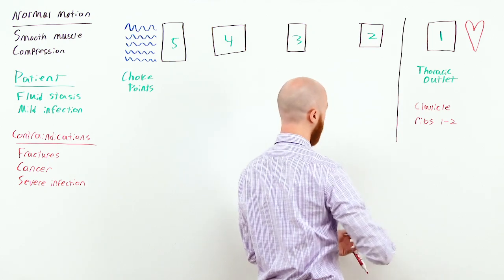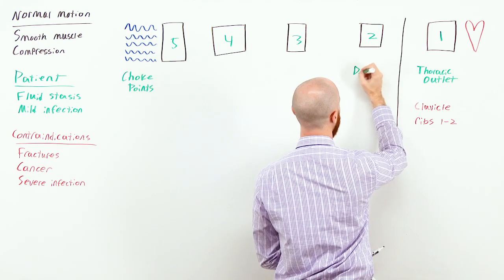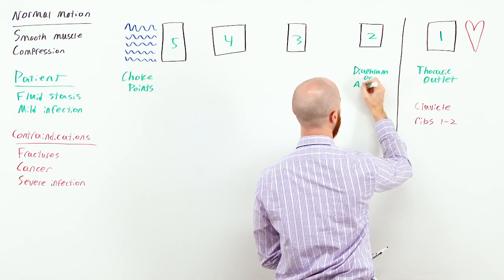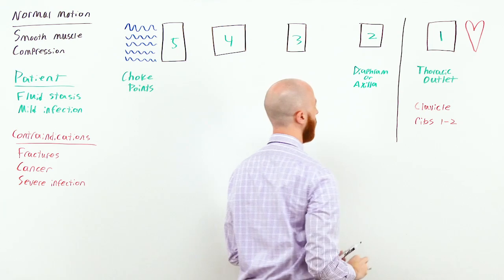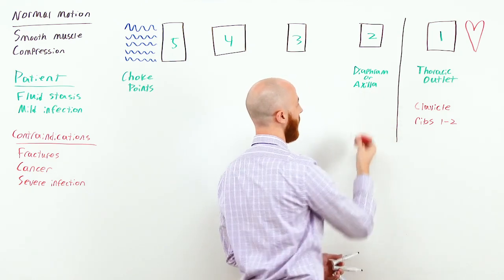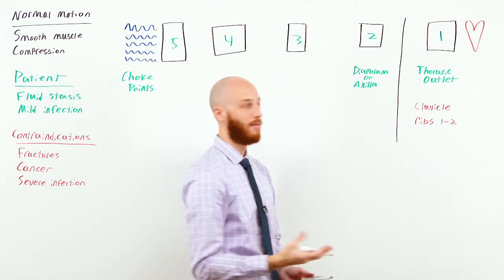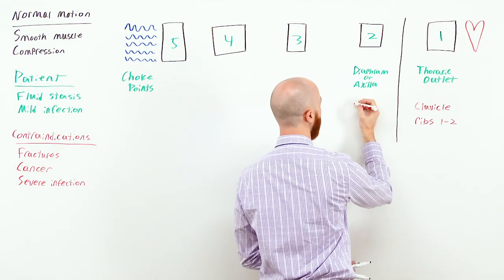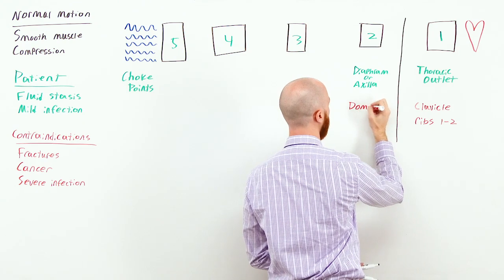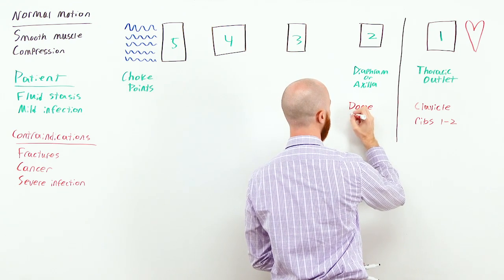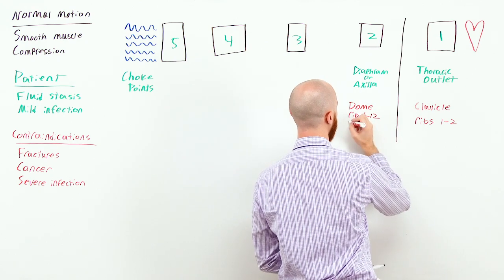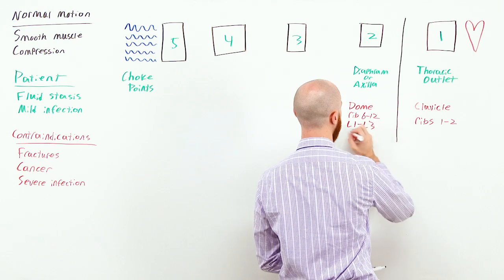The next choke point is going to be the diaphragm or the axilla. So what structure will cause a choke point at the diaphragm? The diaphragm. So when you're treating the diaphragm, how are you going to do it? You can dome the diaphragm. You can treat the attachment points at ribs 6 through 12. Attachment points is L1 through L3, and the xiphoid.